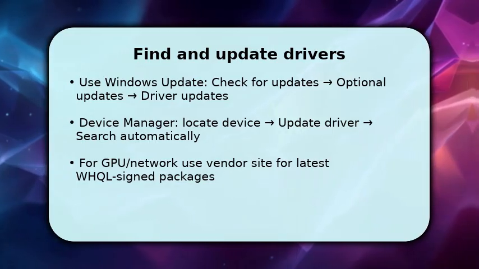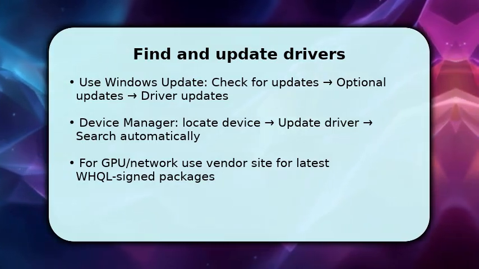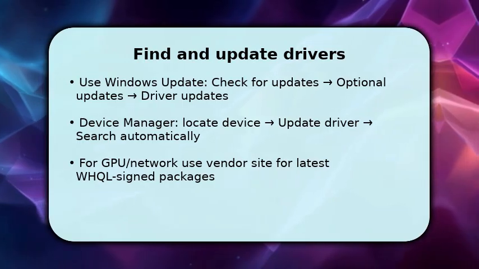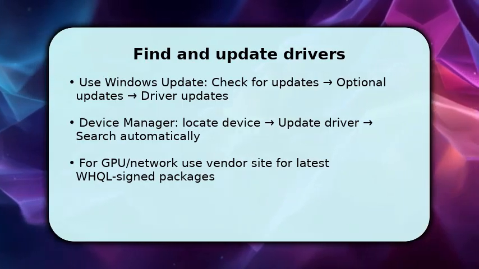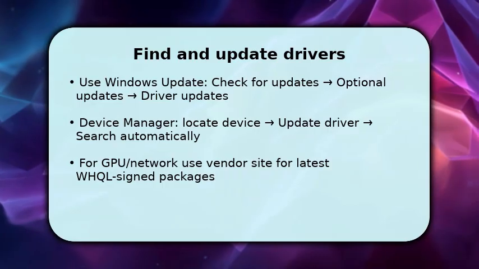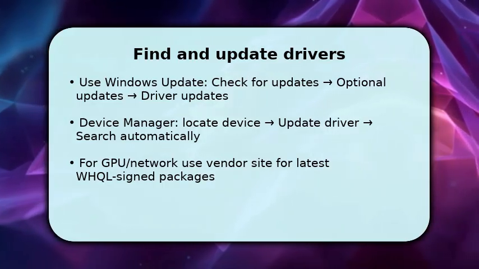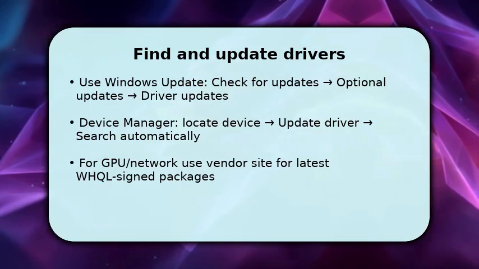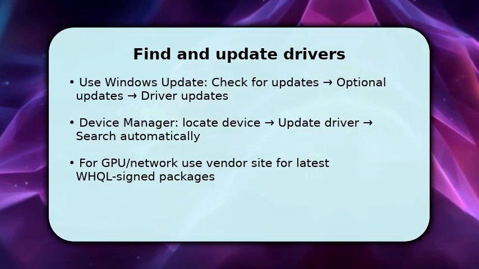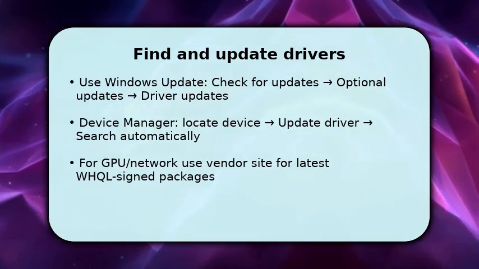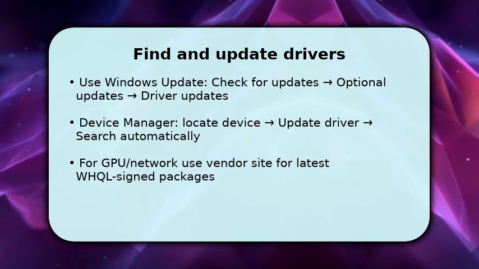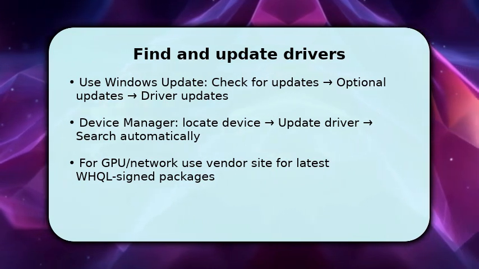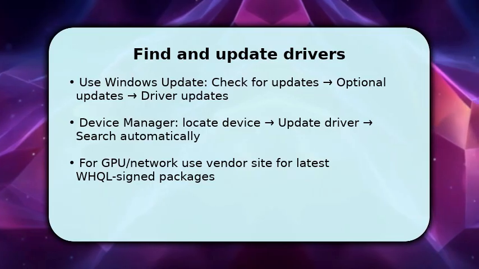If a specific device needs attention, open Device Manager, expand the category, right-click the device, and choose Update Driver. Then search automatically for drivers. Windows will pull the best match. For critical components like GPU or network adapters, make sure to visit the hardware vendor site and download WHQL-signed installers when Windows can't find the newest compatible driver.